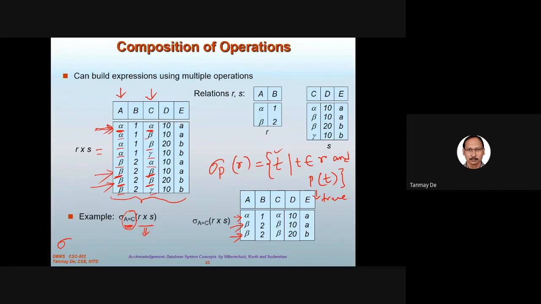What is the predicate here? Here the predicate is A equals C, the condition or predicate. P is, in this case, A equals C. So when A equals C is satisfied, that tuple is considered as an outcome. Is there any confusion? Yes or no? No, sir.